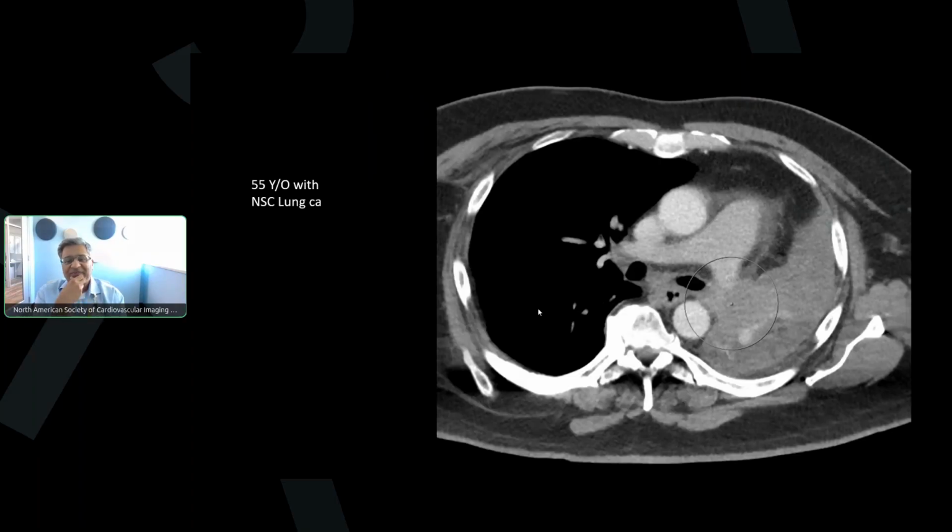Moving on to the next patient on this same theme of vascular tumors. This is a 55-year-old patient with non-small cell lung cancer. This is the initial scan. We can see a large left hilar mass, which is encasing the pulmonary artery, left lower lobe bronchus, small left effusion, mediastinal shift towards left.